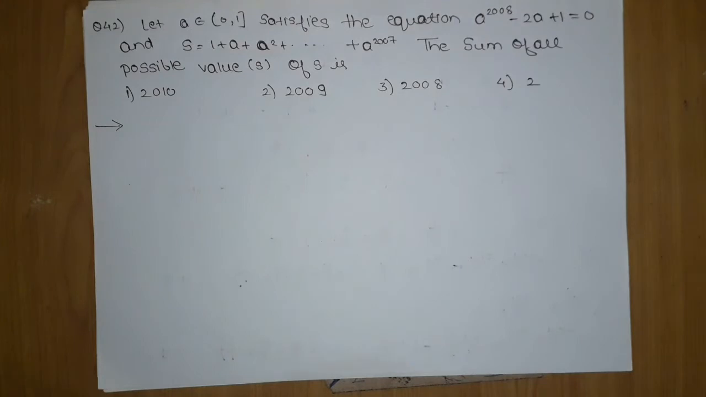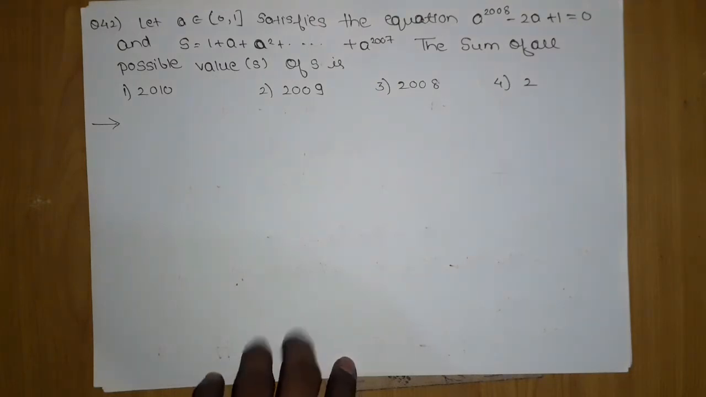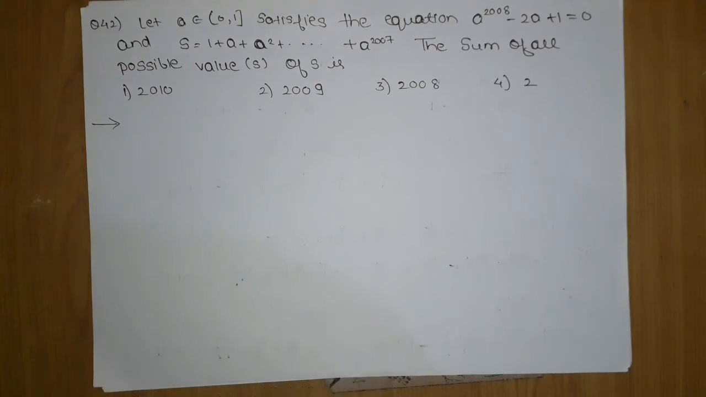Let A belong to (0, 1], where 1 is included because it is a closed bracket. And the equation A^2008 minus 2A plus 1 equals 0, and S equals 1 plus A squared, and so on till A^2007. The sum of all the possible values of S is. Now we want to find the possible values of S.